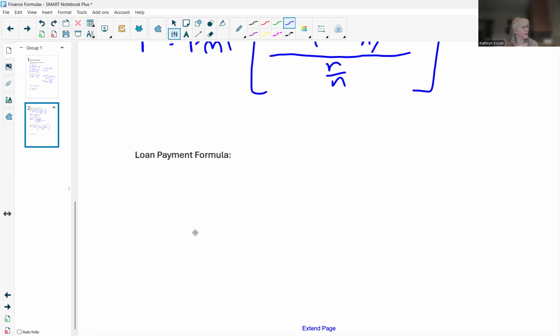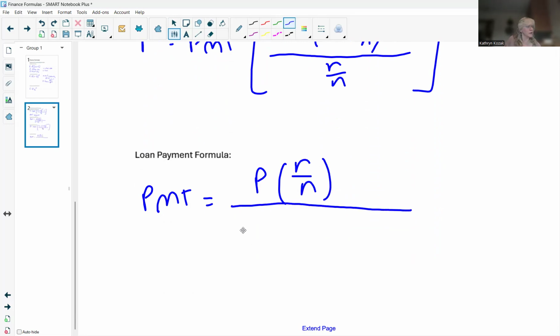And then the last one is your loan payment formula, which is going to be solving for PMT. PMT is going to equal P times R over N, all over 1 minus 1 plus R over N to the negative N times T. And so this would tell you, if you know what your present value is, you can then figure out what your payment would be and how much you would spend.